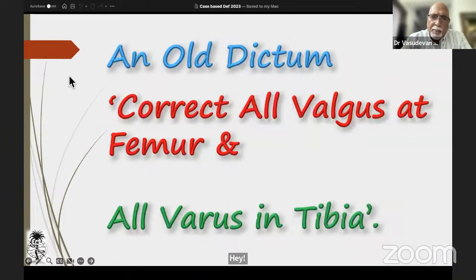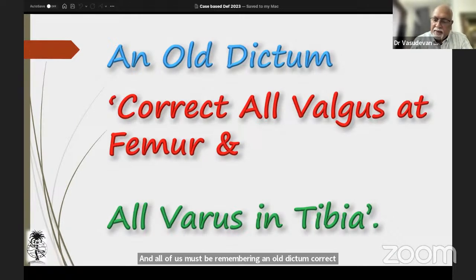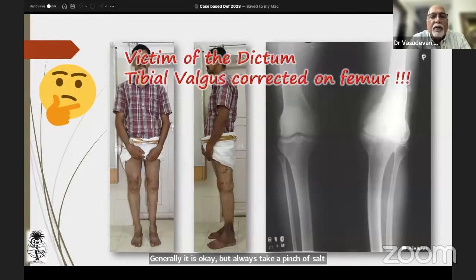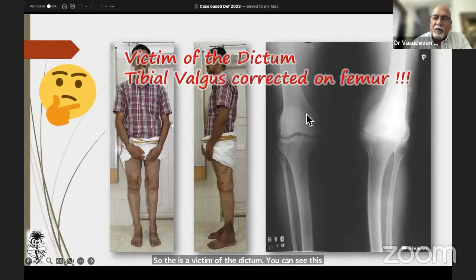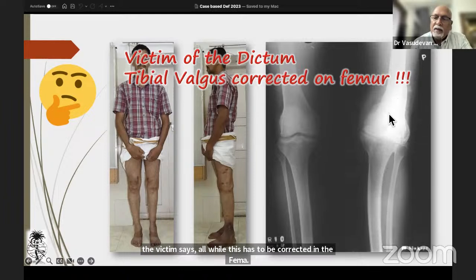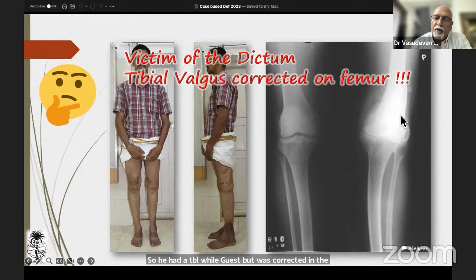And all of us must be remembering an old dictum: correct all valgus in the femur and all varus in the tibia, which is not correct in many cases, at least in some of the cases, not in all cases. Generally, it is okay, but always take it with a pinch of salt. So he is a victim of the dictum. You can see the tibial valgus, because the dictum says all valgus has to be corrected in the femur. So he had a tibial valgus, but it was corrected in the femur. And the knee joint was completely damaged within 10 years.